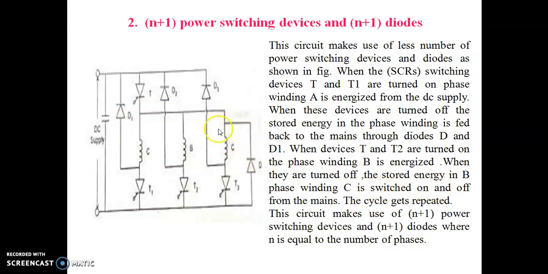Likewise, the phase winding C is also switched on and off from the mains. The cycle repeats like this. This circuit makes use of N+1 power semiconductor switching devices and N+1 diodes, where N is equal to the number of phases.